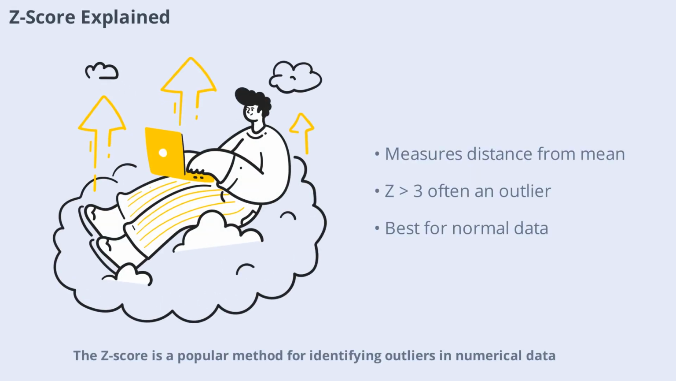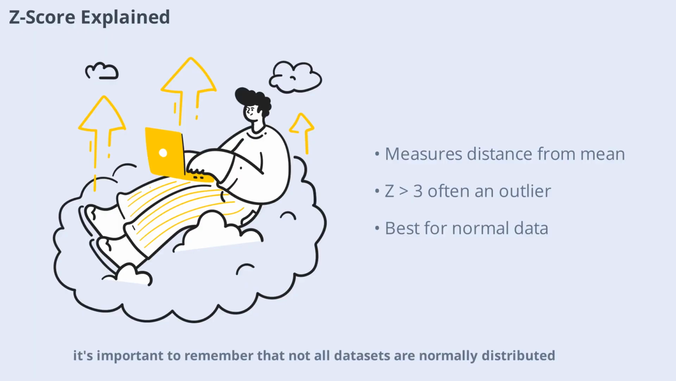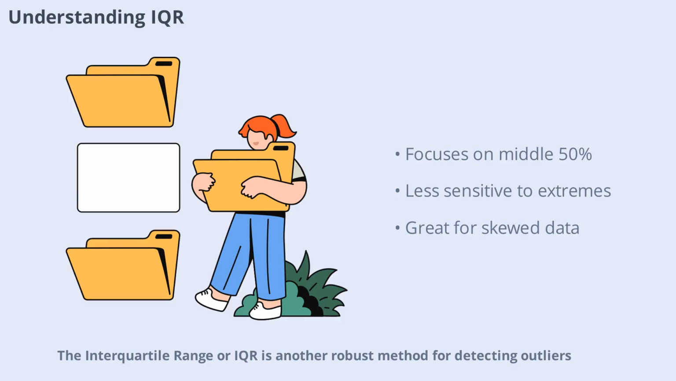Z-score is a popular method for identifying outliers in numerical data. It calculates how far a data point is from the mean, measured in standard deviations. Typically, a z-score above 3 or below -3 is considered an outlier. This method works best for data that follows a normal distribution. However, it's important to remember that not all datasets are normally distributed, so always check your data's characteristics before applying this technique.